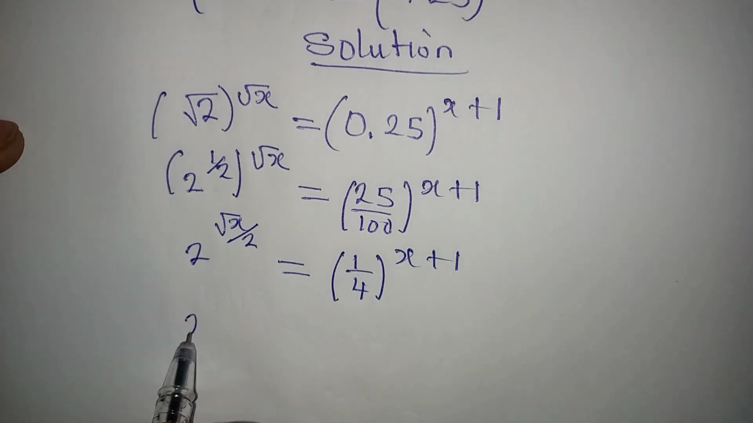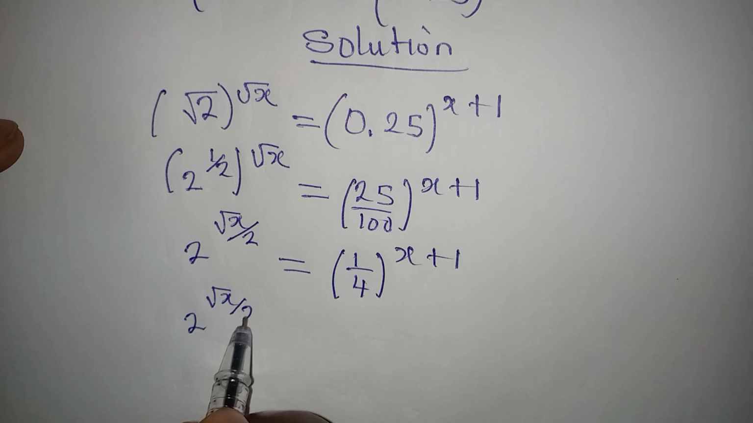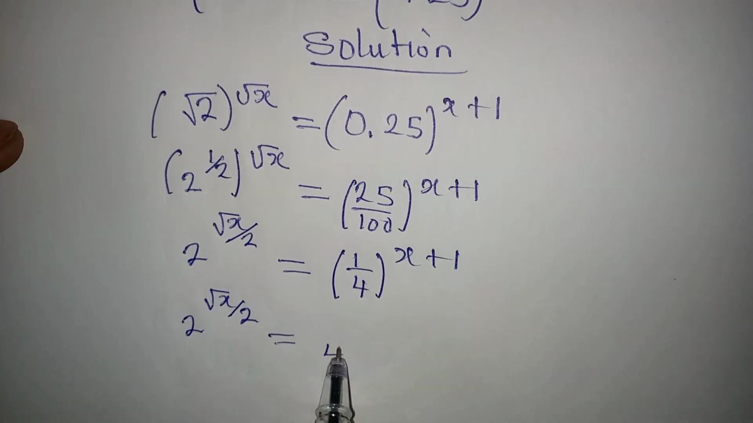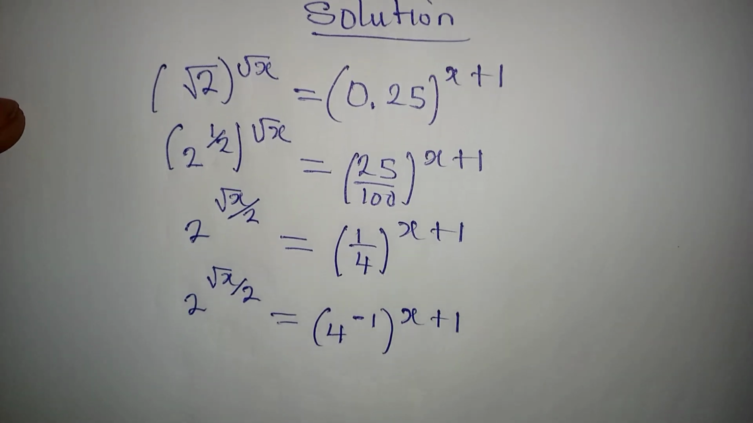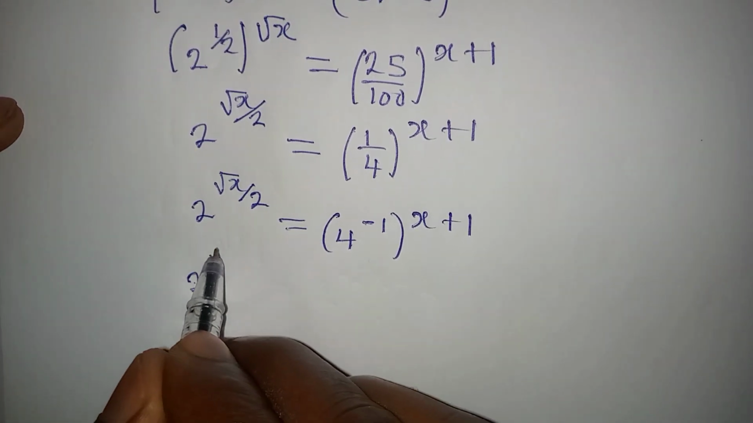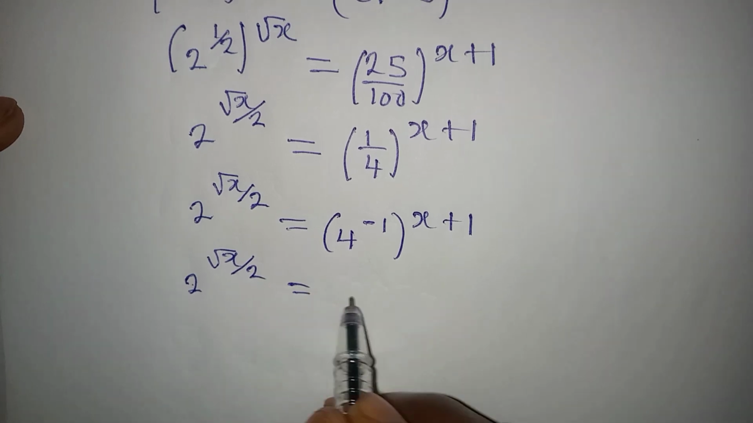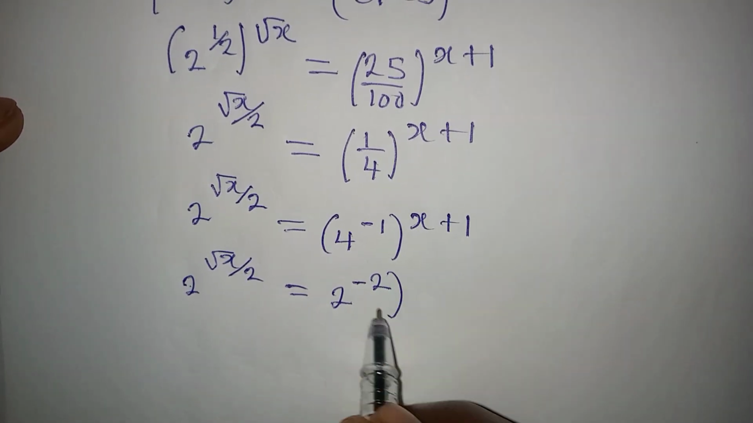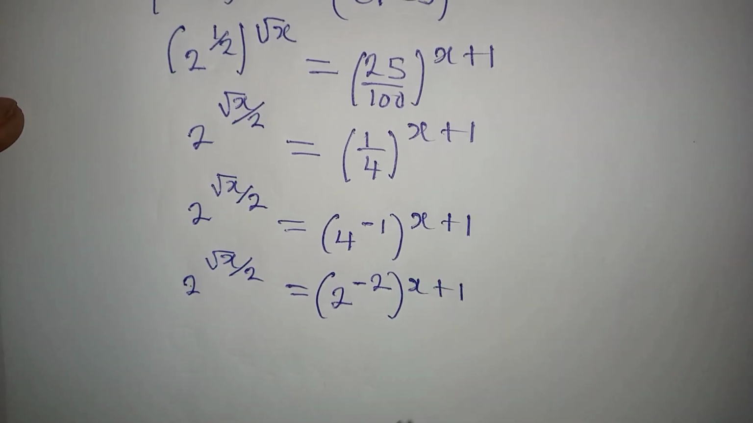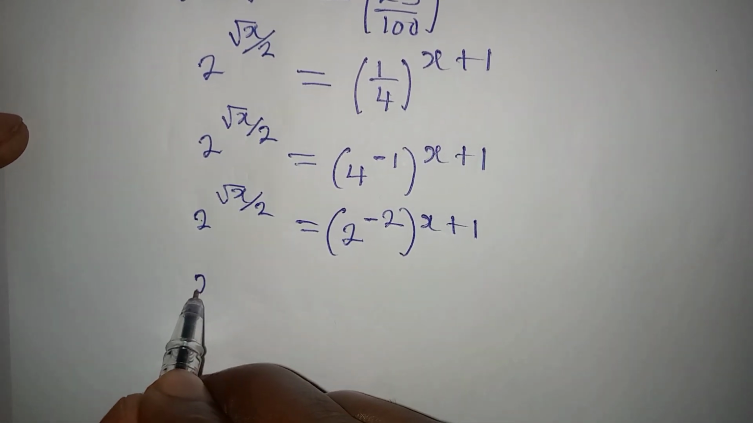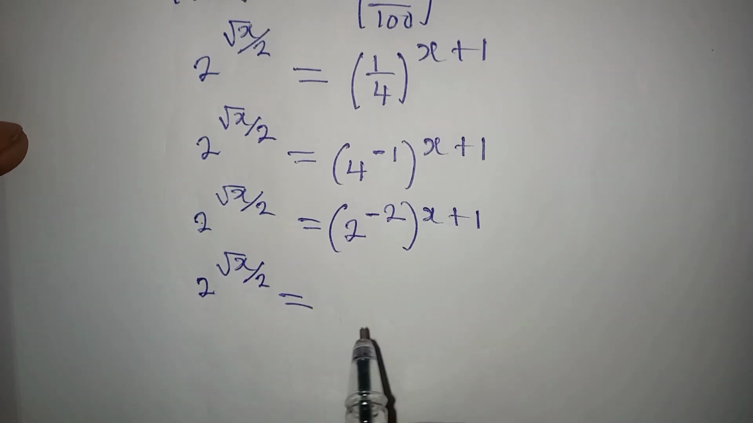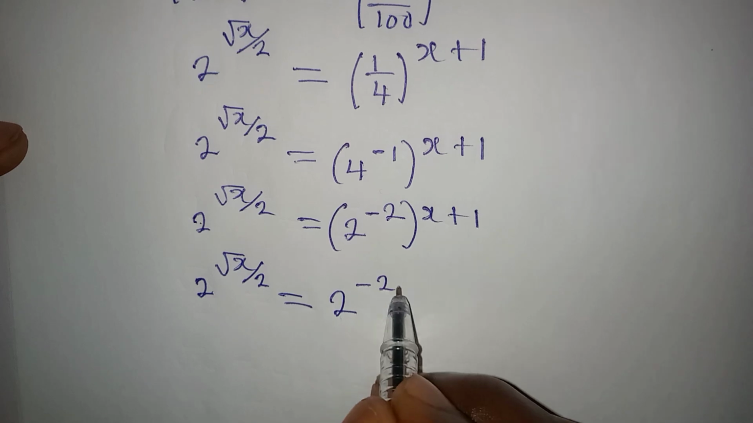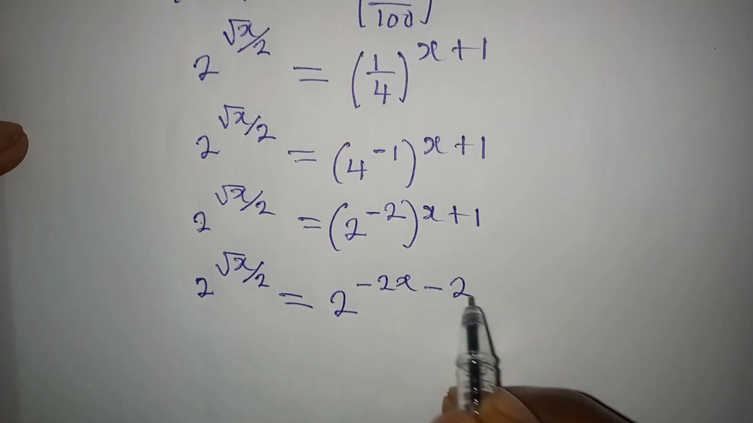If I continue, 2 to the power of square root of x over 2 is equal to 4 to the power of negative 1 to the power of x plus 1, right? Now, 2 to the power of square root of x over 2 is equal to 2 to the power of negative 2 to the power of x plus 1, because 4 is 2 to the power 2. If I continue, 2 to the power of square root of x over 2 is equal to 2 to the power of negative 2x minus 2.